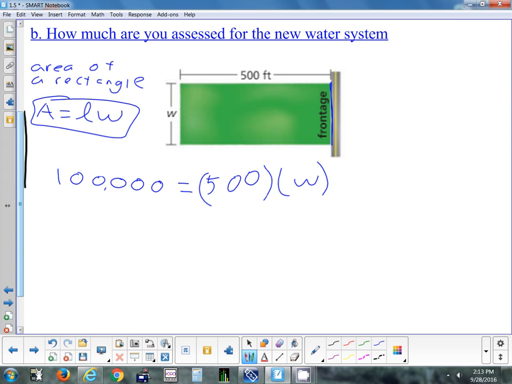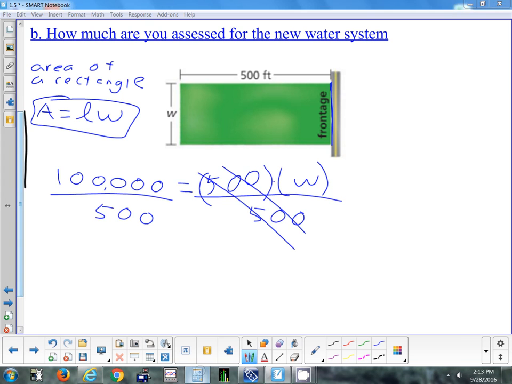All right, what operation are you doing with the 500 and the W since they're right next to each other? Yeah, right now you're multiplying them. So we want to get rid of multiply. So what's the opposite of multiply? We divide. Yep. So we're going to divide each side by 500. And I'll use my calculator, and that'll tell me the width of my yard.